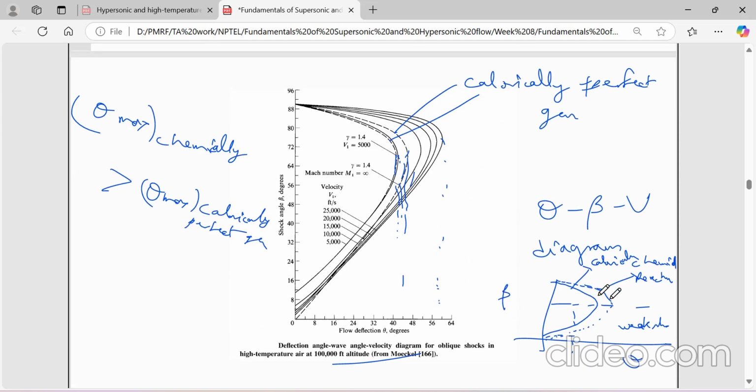And one more thing, if you see for the strong shock, the beta angle for strong shock for chemically reacting gas is greater than beta for calorically perfect gas. This is one thing which is different from the weak shock.